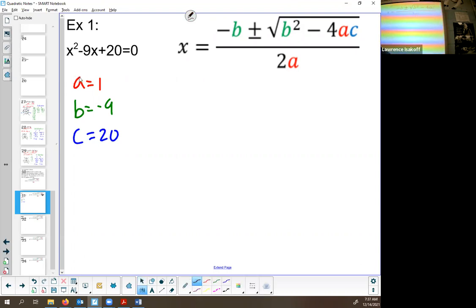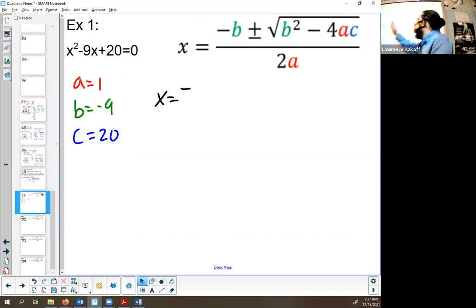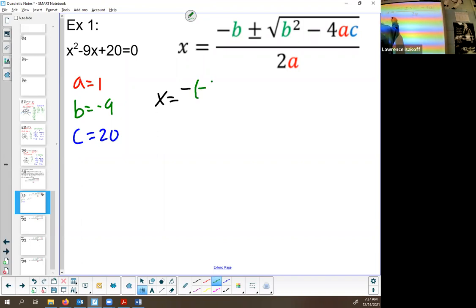So I'm going to start it. X equals negative. And now it says B. Now, even though there is a negative sign on the 9 and there's a negative in front of the B, I include both negative signs. So in parentheses, I'm going to just say -9 plus or minus the square root of. So I'm going to go in parentheses -9.